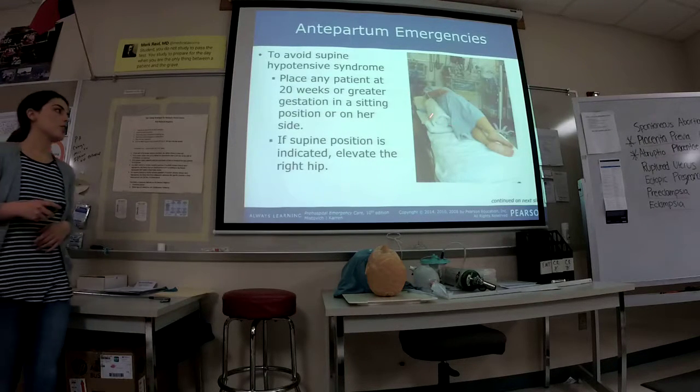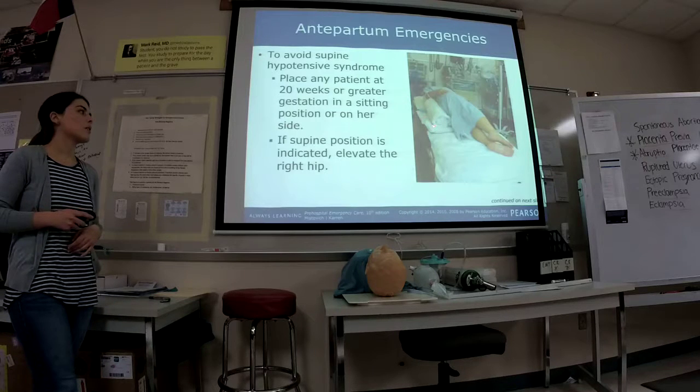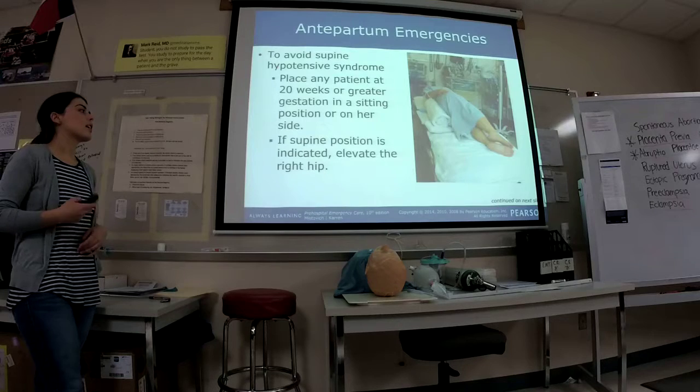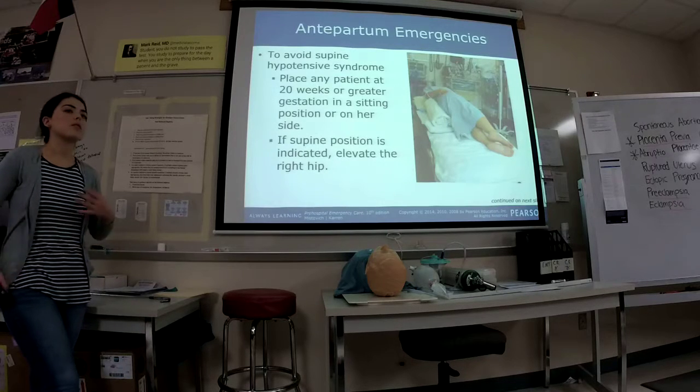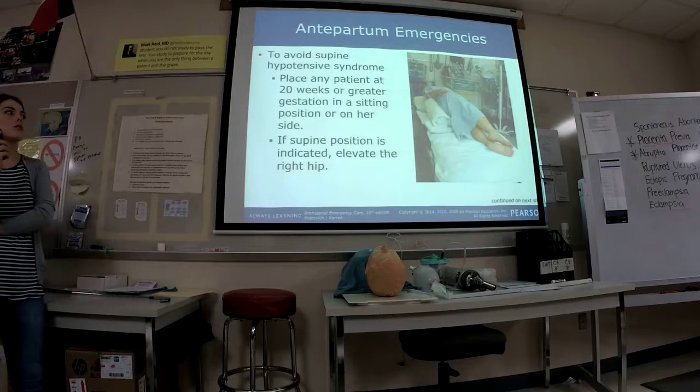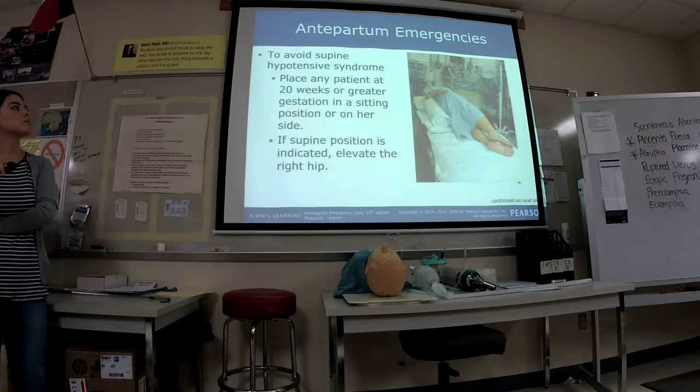So like we said before, to avoid it, we want to position her on her side with towels or a wedge if she's on the backboard, making sure to elevate the hips to prevent the weight of the fetus from suppressing the inferior vena cava.